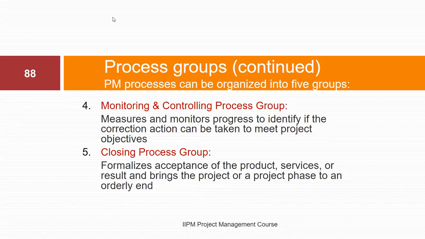All right, thank you. So we have the closing, the monitoring and controlling process group measures and monitors progress to identify where corrective action can be taken to meet project objectives. Closing process group formalizes acceptance of the product, service, or result, and brings the project or a phase to an orderly end.